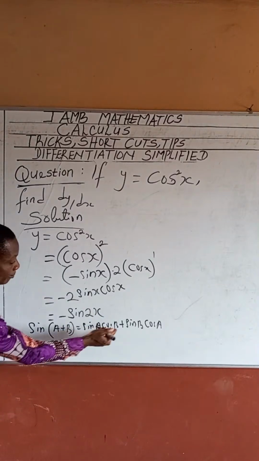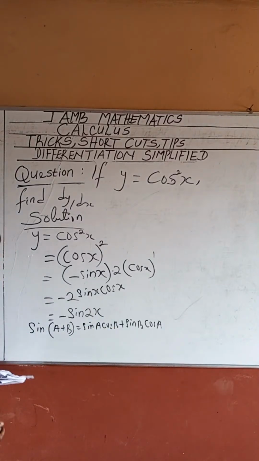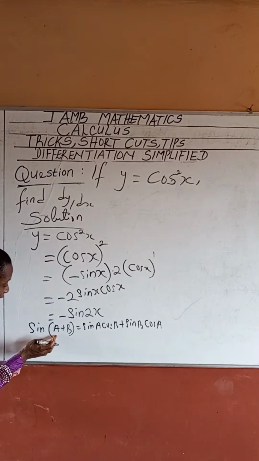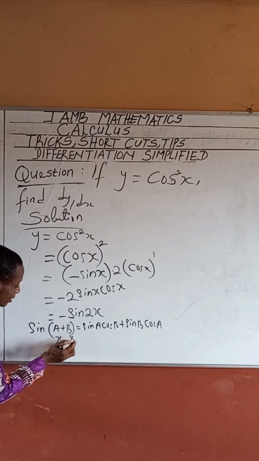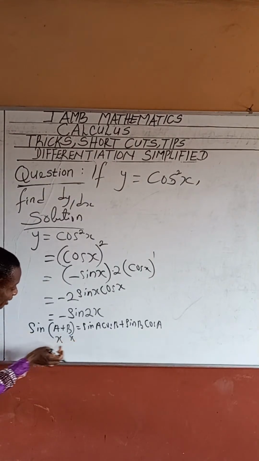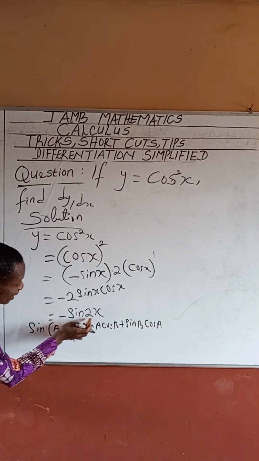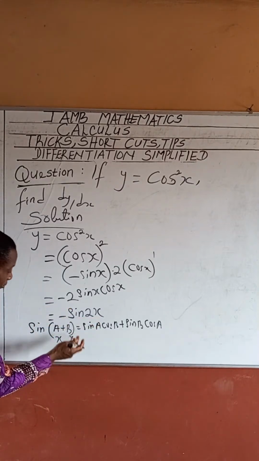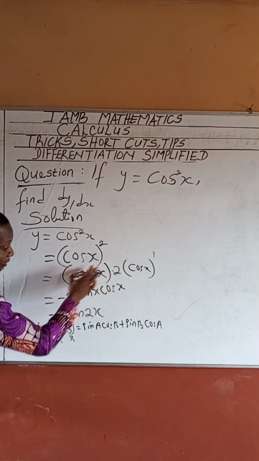You know, a and b are the same now, right? A and b are the same. So if a and b are both x, this is sine 2x. When you add up, it comes to sine 2x. Forget the minus, okay? The minus came from differentiation.